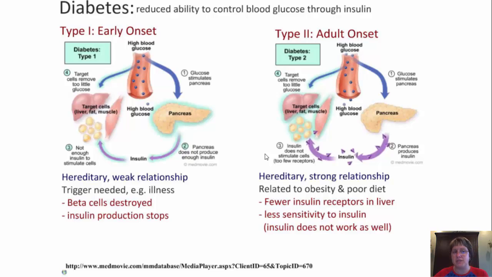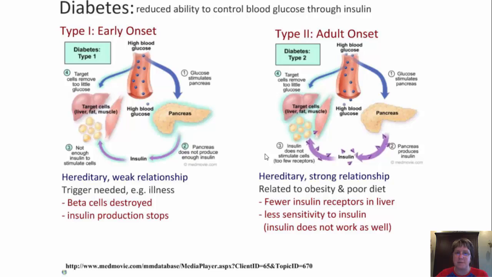There's type 1, which happens earlier in life, and type 2, which typically happens as you age or in your adult years. In type 1, the early onset, there's actually a very weak relationship to a hereditary cause. Typically, you need a trigger like an illness. And what happens is during this illness or with this trigger, your beta cells have been destroyed. And because those beta cells are destroyed, the insulin production stops.